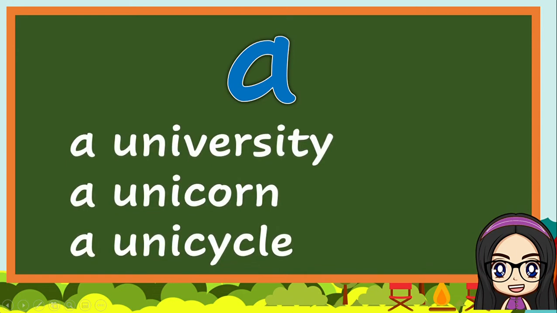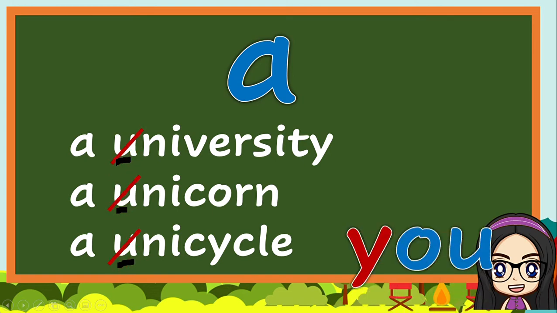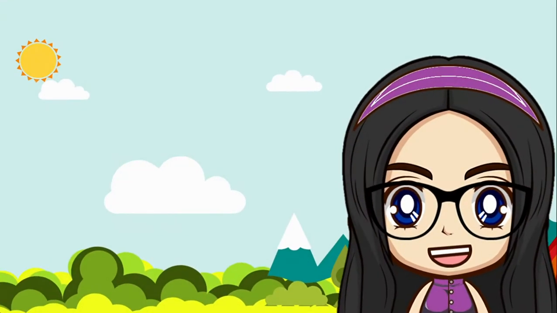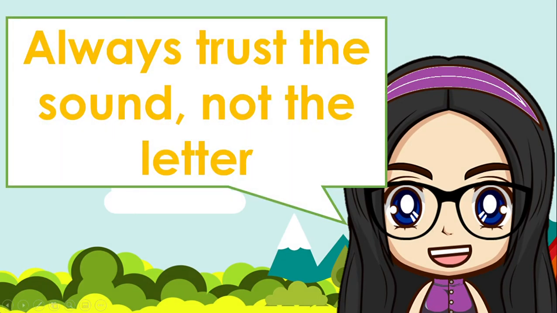Same as for A, there are also some exceptions. For example, a university, a unicorn, a unicycle. So although U is a vowel letter, the sound that it makes is just like Y in U. So therefore, we will use the article A. Again, always trust the sound, not the letter.